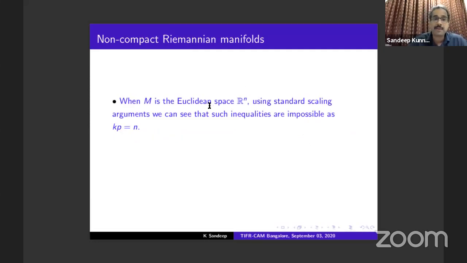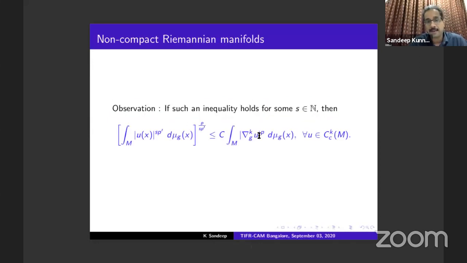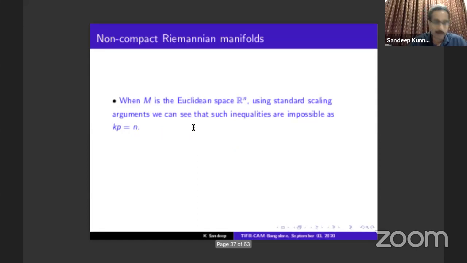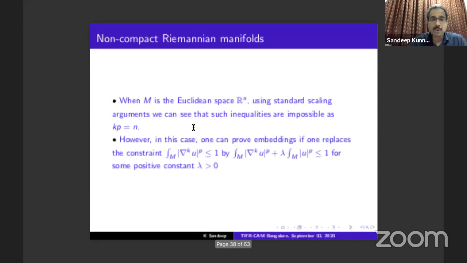When M is equal to R^n, using scaling arguments, we can show that such inequalities are impossible when kp is equal to n. Kp, I mean, is k times p equal to n. You can see that this inequality is not possible in the Euclidean space. Okay. So what is the alternative in the Euclidean space?